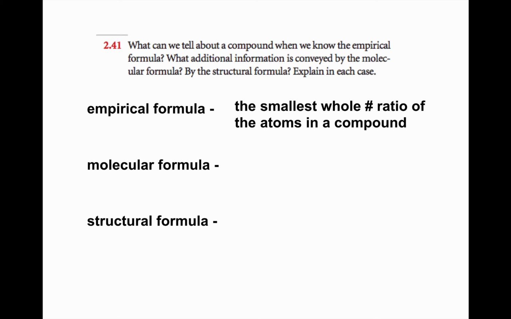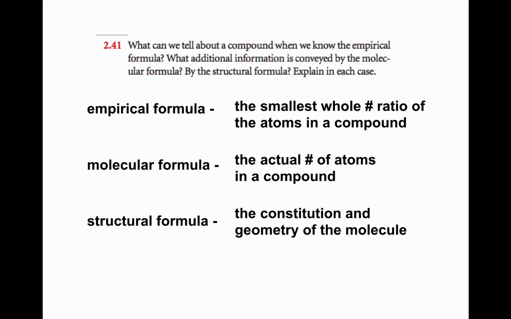Now, with molecules, it's more complicated because you can have more atoms than the smallest whole number ratio. You can have double the atoms or triple the atoms. So with molecular formula, you're getting the actual number of atoms in the molecule. That's why they call it molecular formula. A structural formula, because molecules have different orientations of how the atoms are arranged around each other, you get what's called a structural formula. And molecules have a lot to do with what their geometry is, how those atoms are arranged around the compound, as to how they're going to interact.